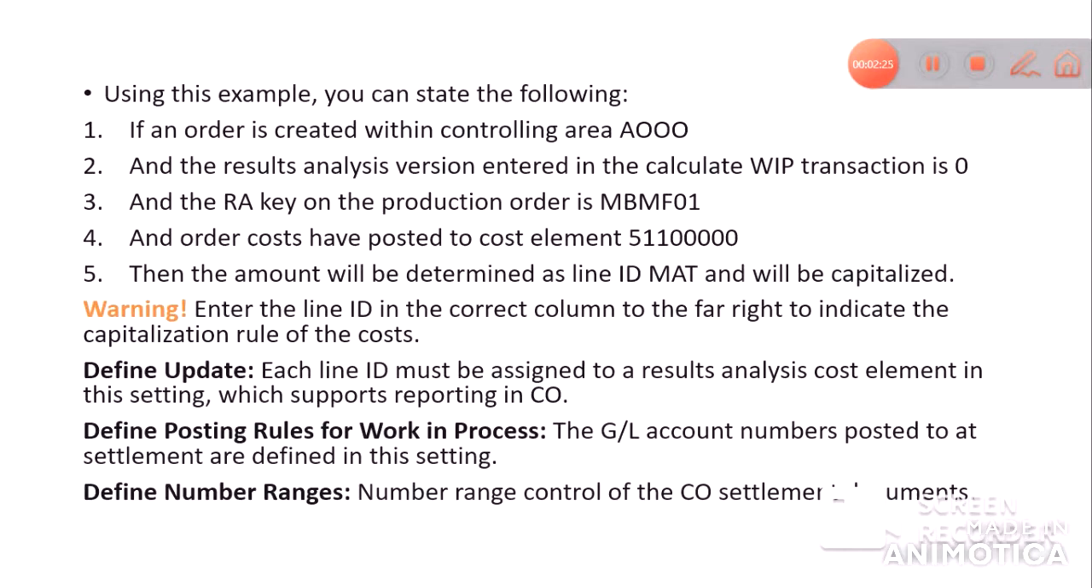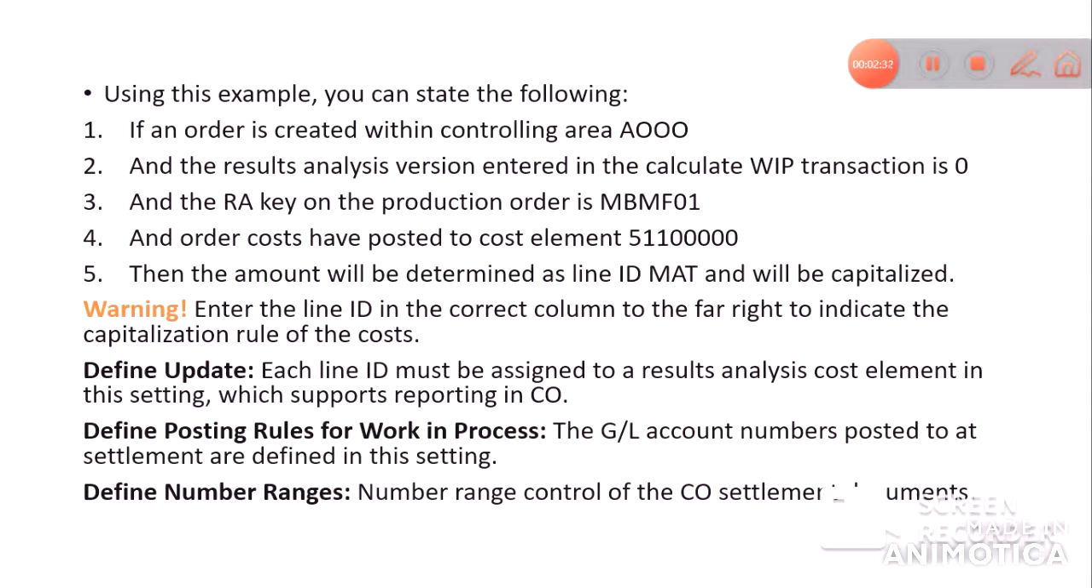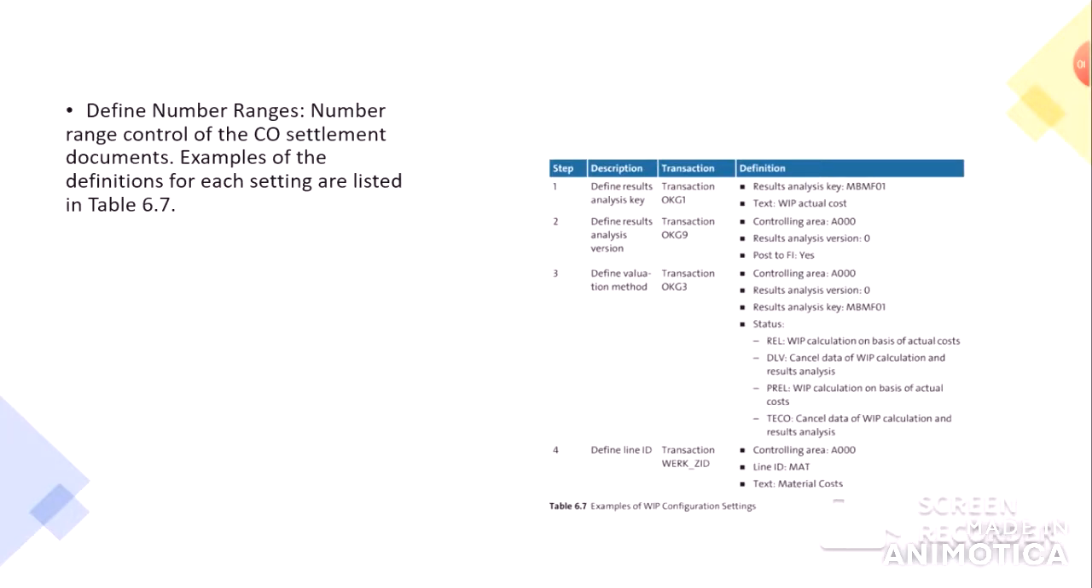Define update. Each line ID must be assigned to a results analysis cost element in this setting, which supports reporting in CO. Define posting rules for work in process. The GL account numbers posted to at settlement are defined in this setting. Define number ranges, number range control of the CO settlement documents. Examples of the definitions for each setting are listed in this table.